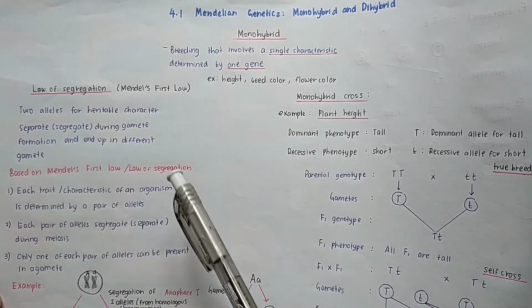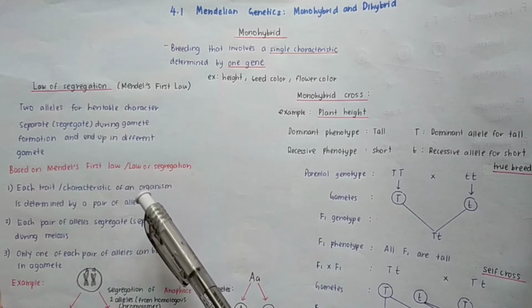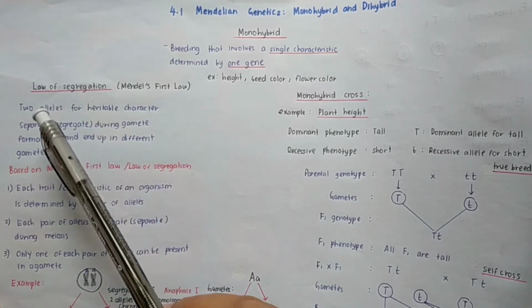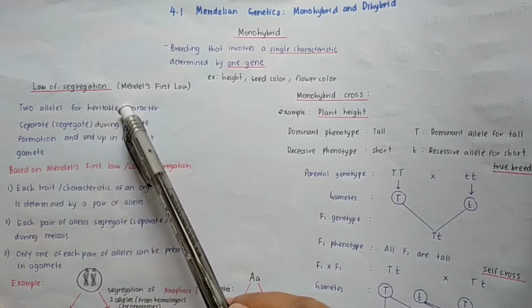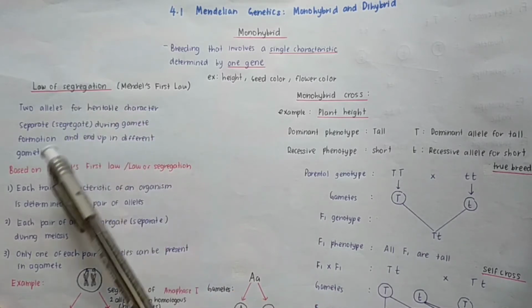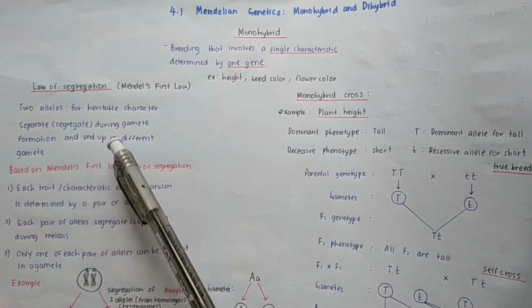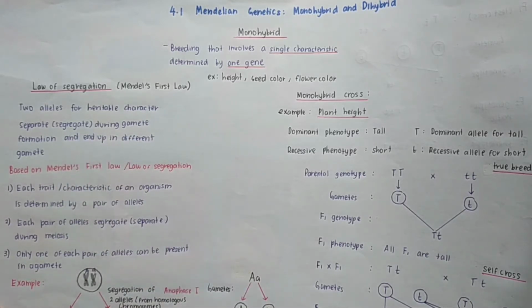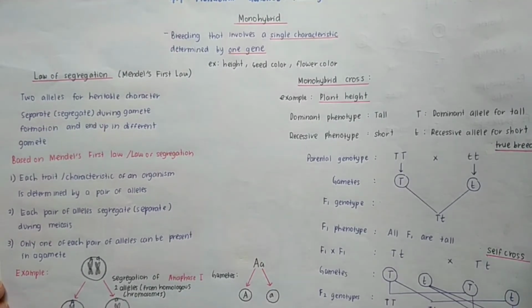So secara ringkasnya, law of segregation. Actually, segregation refers to the separation. So apa yang berlaku kepada two alleles for a heritable character, dia akan separate ataupun segregate bila sahaja berlakunya gamete formation and then it will end up in different gametes. So nanti kita akan tengok contoh. So kita tengok dekat sini dulu.